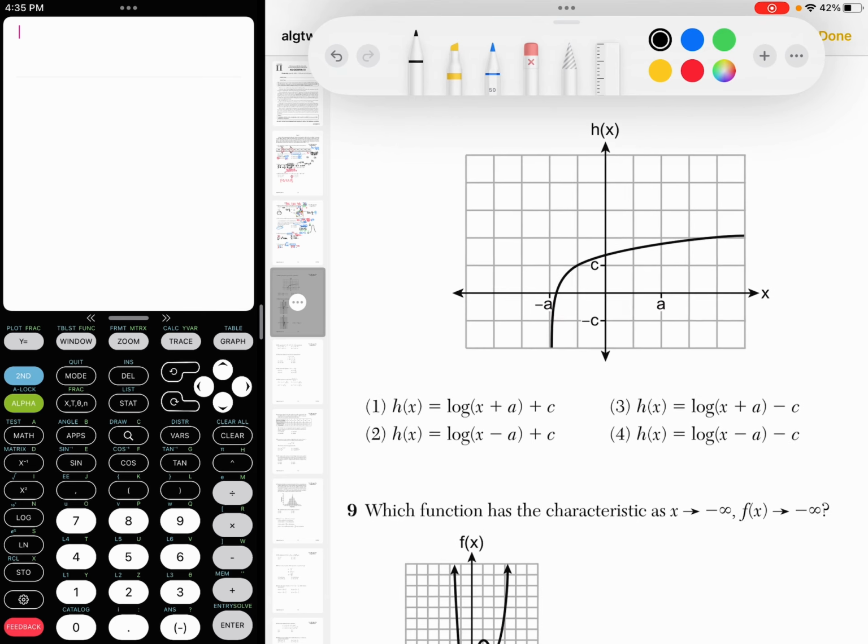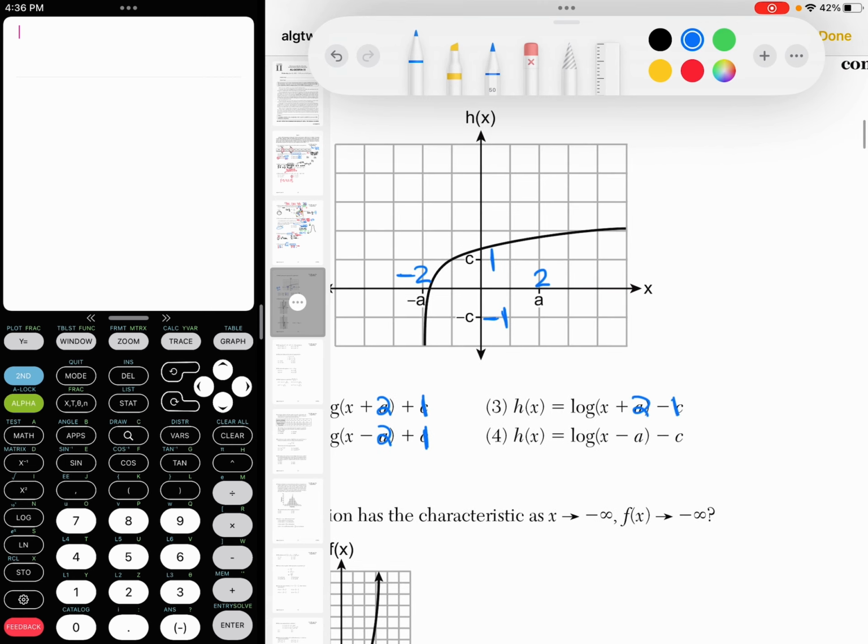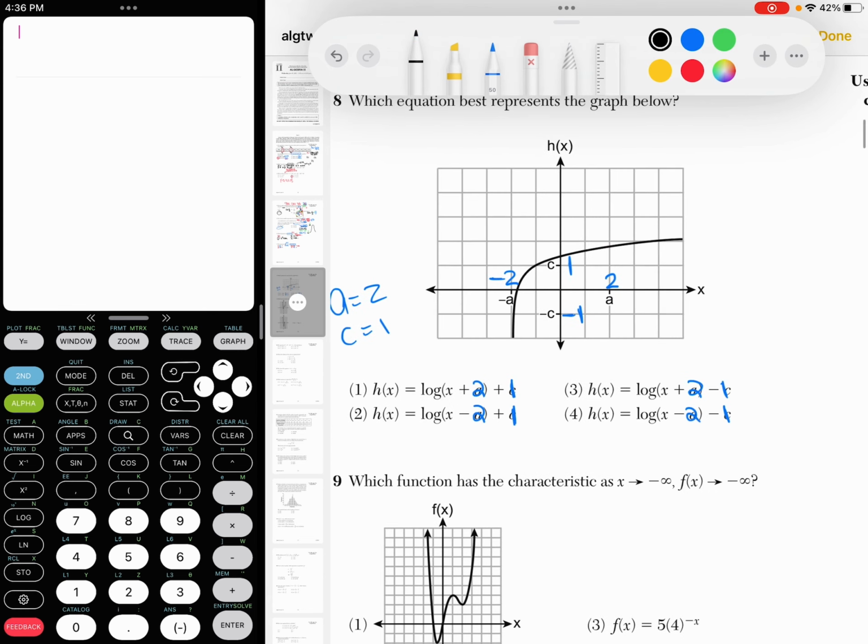So even though they're letters, when you look on the graph, we can say that C is 1 because it's up 1. I'm going to use a different color. Hang on. C is 1. This is -1. This would be -2 because it's 2 boxes over, and A is 2. So I'm going to plug those in each of these formats. So A is 2 and C is 1. And then you're just going to plug each one in.